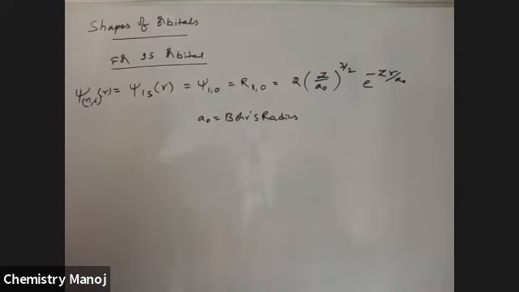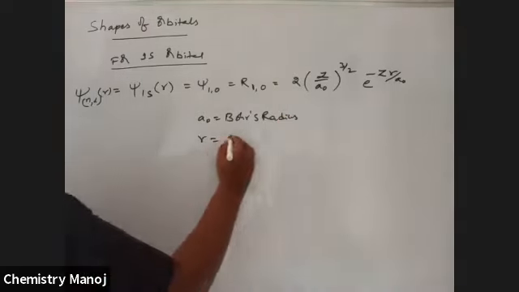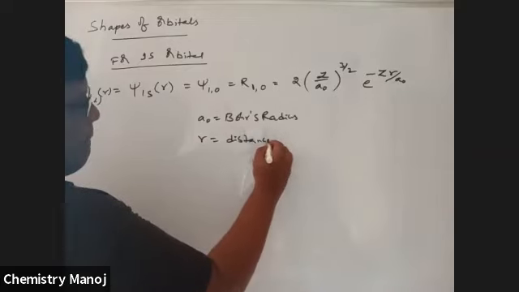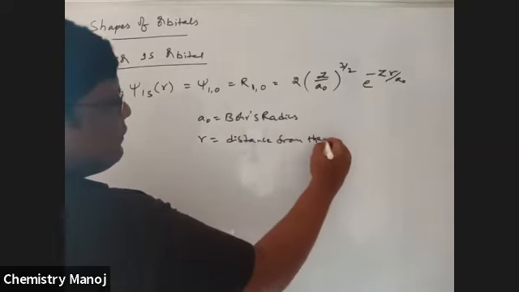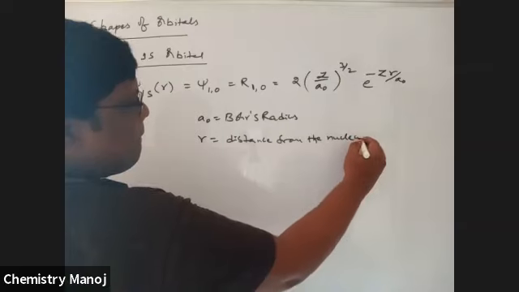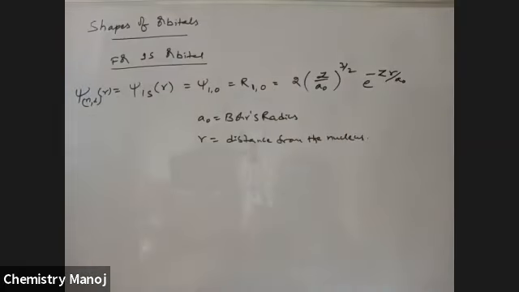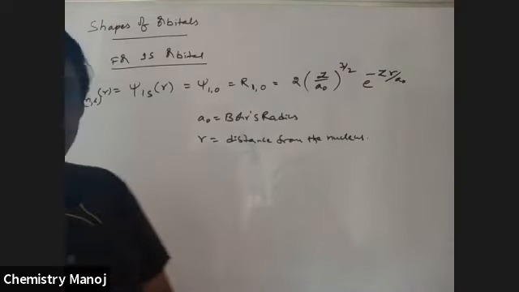A naught is equal to Bohr's radius. R is the distance from the nucleus. Z is the atomic number. So this is the radial part of the 1s orbital.